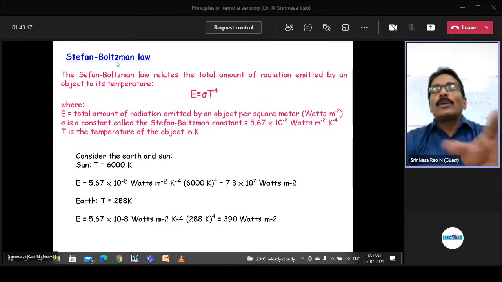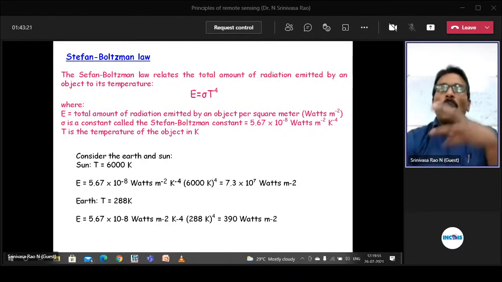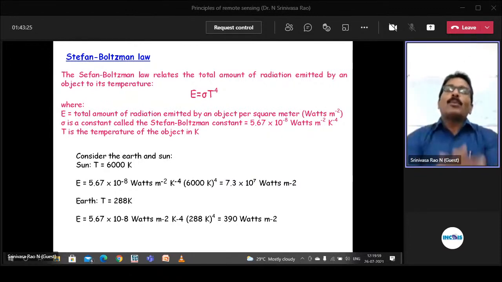What Stefan Boltzmann's law is explaining is that based on the body temperature, how much energy is coming from the body, and that energy we can measure using sensors. This is Stefan Boltzmann's law.